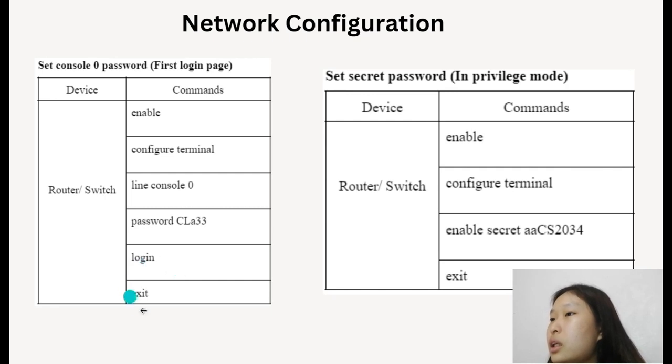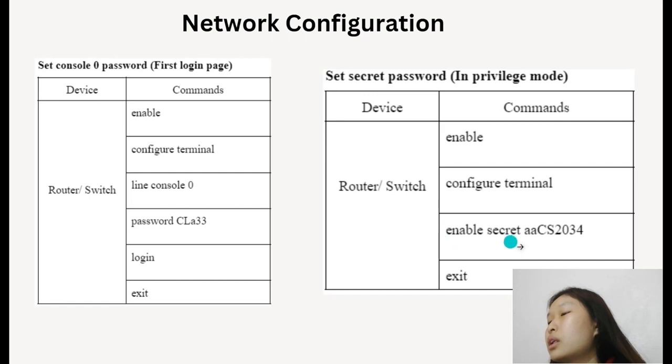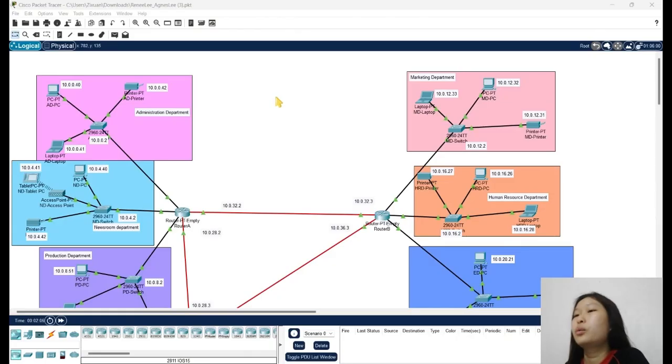Then exit. To set the secret password, we need to enter the enable secret command and the password we need to set, AACS2034. To set the VTY password, we need to enter line vty 0 4 and set the password CLA33. As some of the passwords are not encrypted, we will use service password-encryption to set the plain text to be encrypted. Now we are moving to the last part, which is ping connectivity.